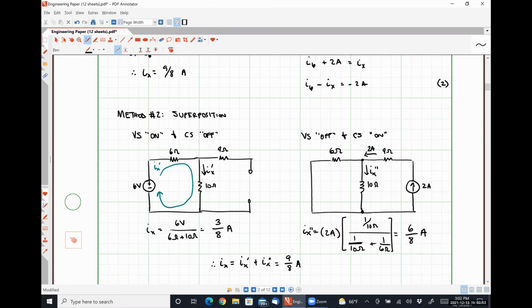Absolutely. So the way to know whether or not you can do superposition is, does the circuit contain only linear circuit elements? So linear circuit elements are resistors, capacitors, and inductors. So every circuit that we are going to analyze in this class will be a linear circuit. Okay. Yeah, so this is always a valid means by which to solve a problem.